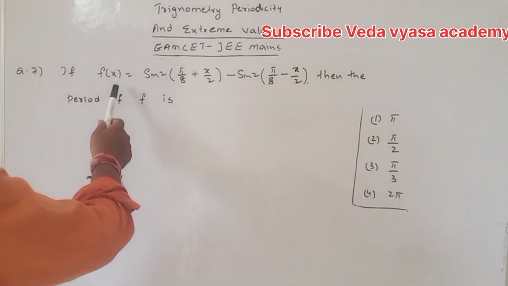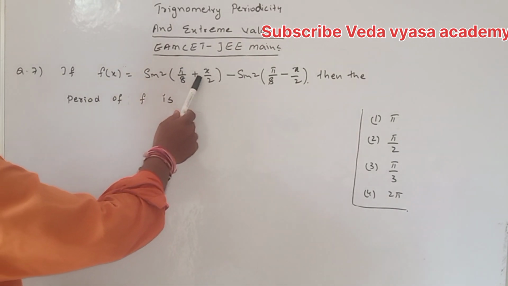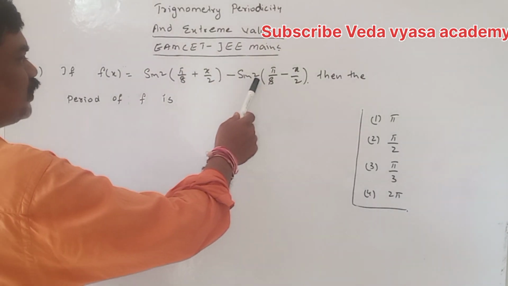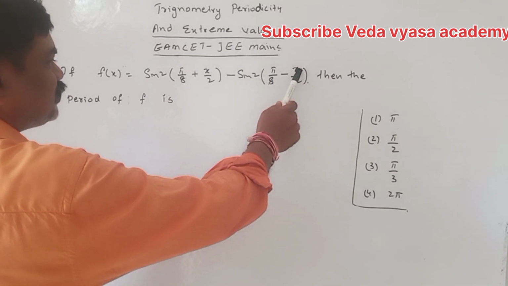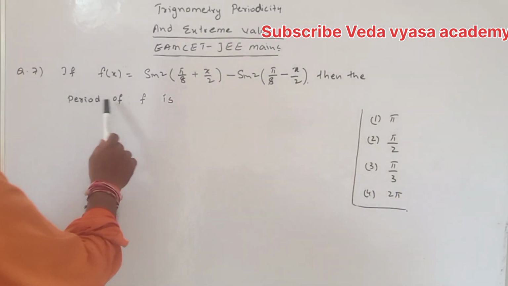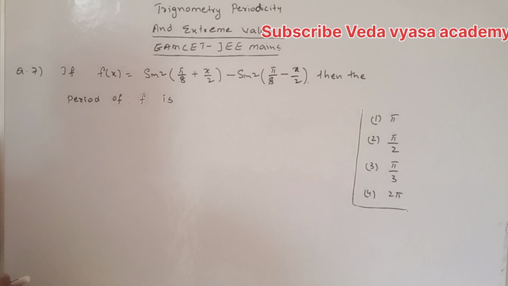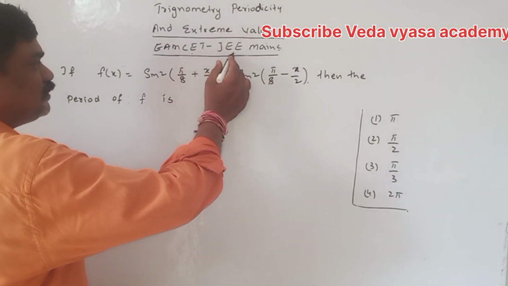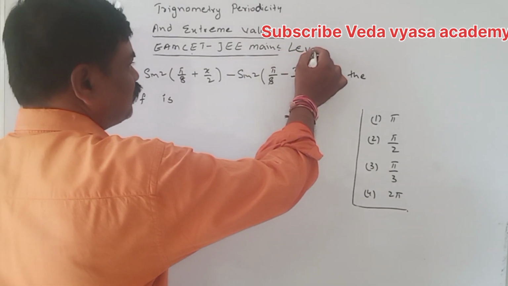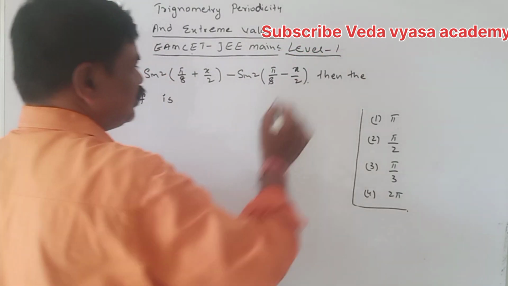We have the problem: f of x is equal to sin square of (pi by 8 plus x by 2) minus sin square of (pi by 8 minus x by 2). Then the period of f is? Trigonometry, periodicity and extreme values. EAMCET, JEE Mains. These are level 1 problems.